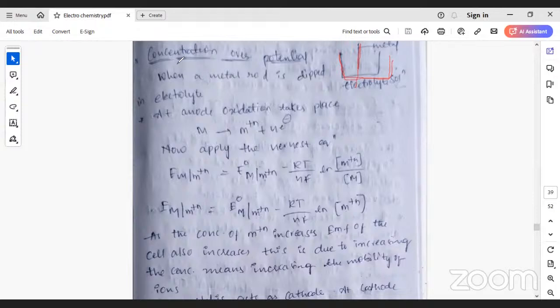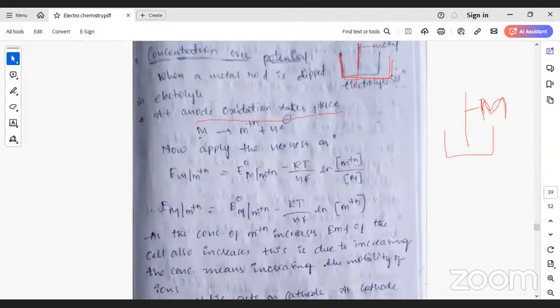What is concentration over potential? Electrolyte solution will be there. Just see here. This is the beaker containing electrolyte solution. The metal rod is dipped in the electrolyte solution. So this metal rod acts as anode.